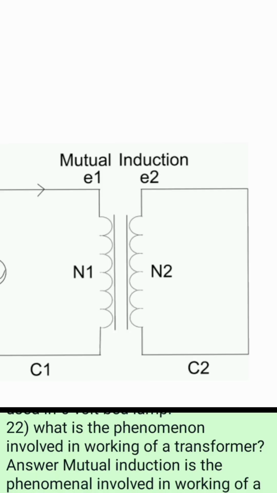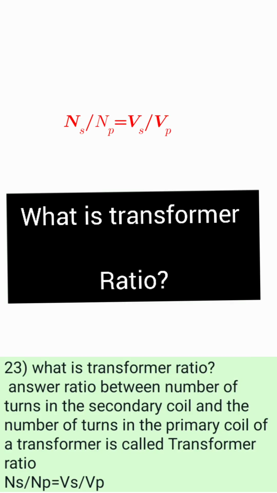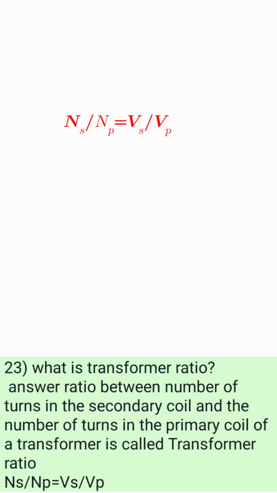22. What is the phenomenon involved in the working of a transformer? Answer: mutual induction is the phenomenon involved in the working of a transformer. 23. What is transformer ratio? Answer: the ratio between the number of turns in the secondary coil and the number of turns in the primary coil of a transformer is called transformer ratio. Ns by Np equals Vs by Vp.